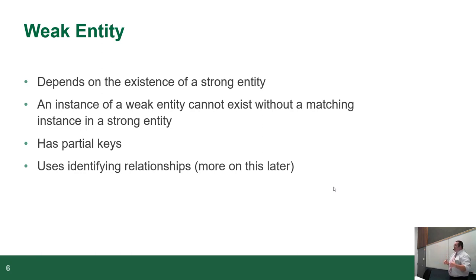Usually what that means is it will have partial keys. In other words, it doesn't have a primary key of its own, but you can identify data in there based on what it inherits from the other entity. In other words, 87 means nothing, but Bob 87 means it can be identified because of Bob. And it tends to use identifying relationships. I'll talk about those later.